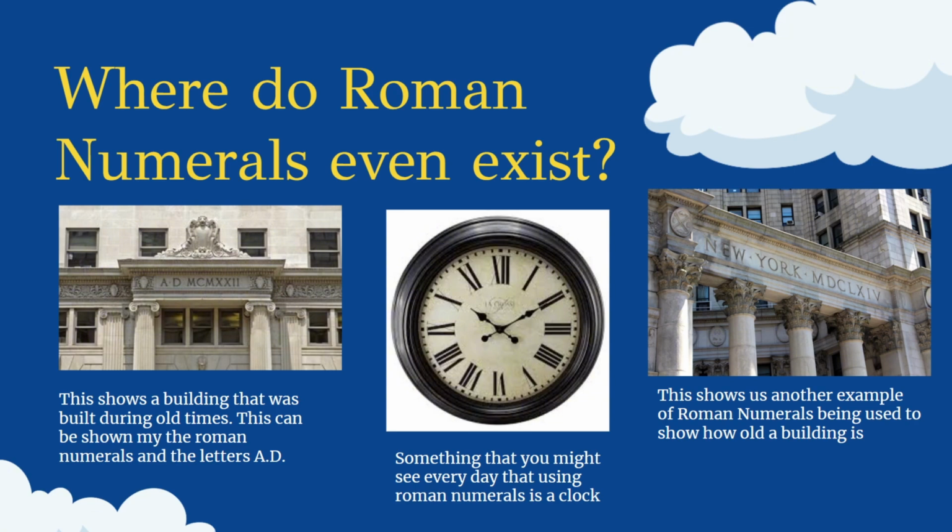And this clock is an easy example of simple Roman numerals being used to show time. Over on the right, we have another building found in New York, and it's showing us where Roman numerals are, how they can help us distinguish when it was made.